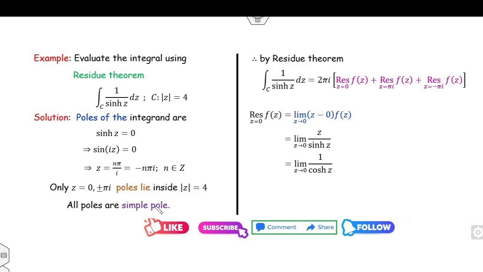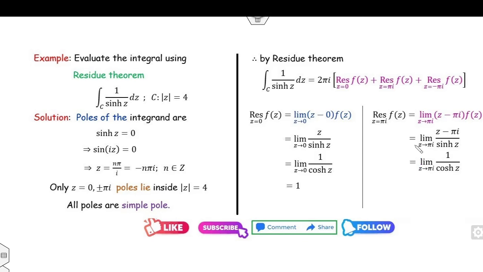You can calculate the residues by using definitions. It's a 0 by 0 form. I can apply the L'Hopital rule. 1 over cos hyperbolic z. Cos hyperbolic 0 is 1, so 1 over 1 is 1. Similarly, we can start with z is equal to pi iota. I can substitute the value in f of z, which is z minus pi iota divided by sine hyperbolic. It is a 0 by 0 form. I can use the L'Hopital rule. It's 1 over cos hyperbolic z. Again, you can substitute the value of z is equal to pi iota. So that will be 1 over cos hyperbolic pi iota.